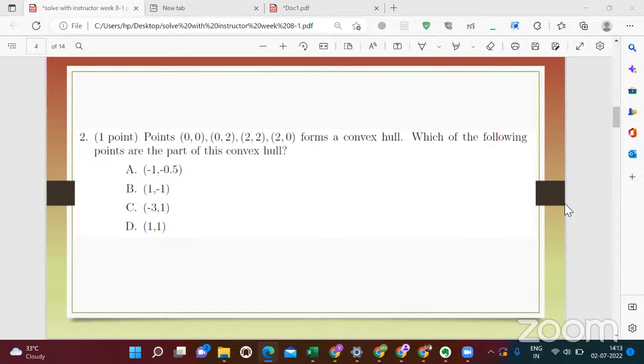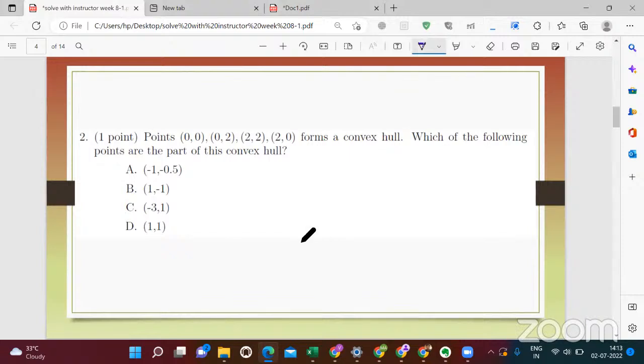Okay. So D is the correct one. Five people have told B as the correct option. So already you know how the convex hull is formed, right?